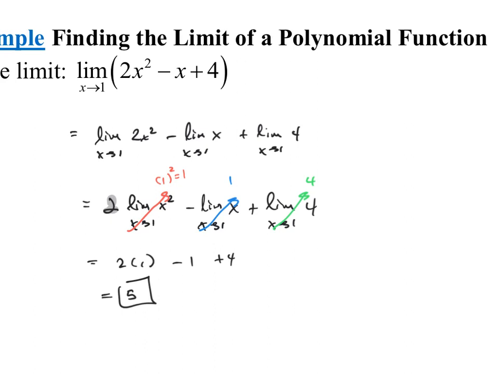Well, let's see. This is me separating it and breaking it out. What we're going to realize is one of the beautiful things that we can do is we could just straight up plug in this number. How about 2 times 1 squared minus 1 plus 4? If I do that, well, that would be 2 minus 1 plus 4. Again, that would be 5. So we should have the limit as x approaches 1 of 2x squared minus x plus 4 should be 5.